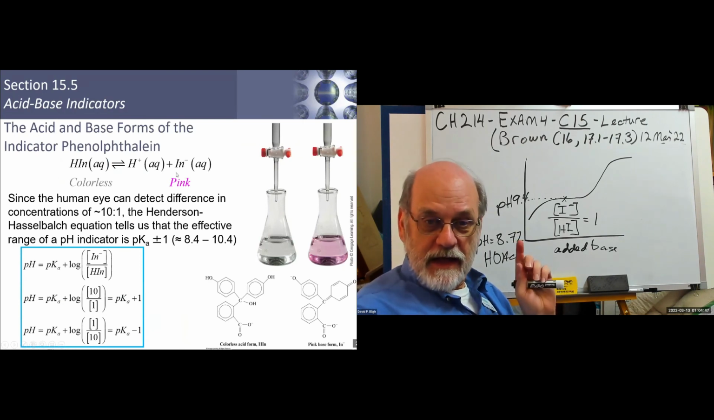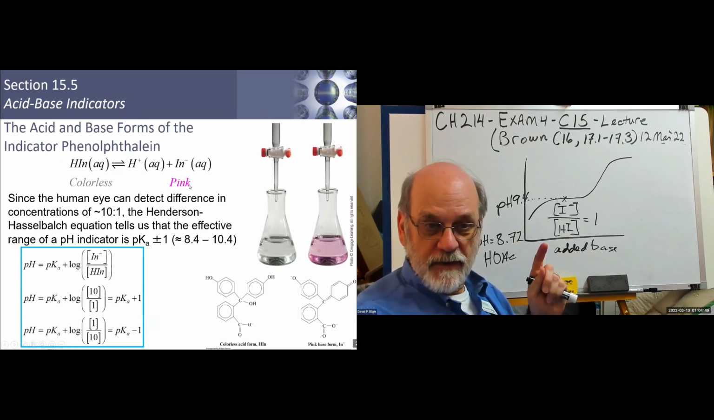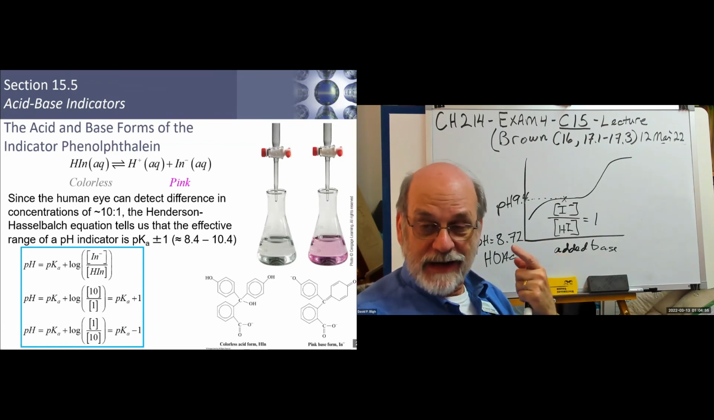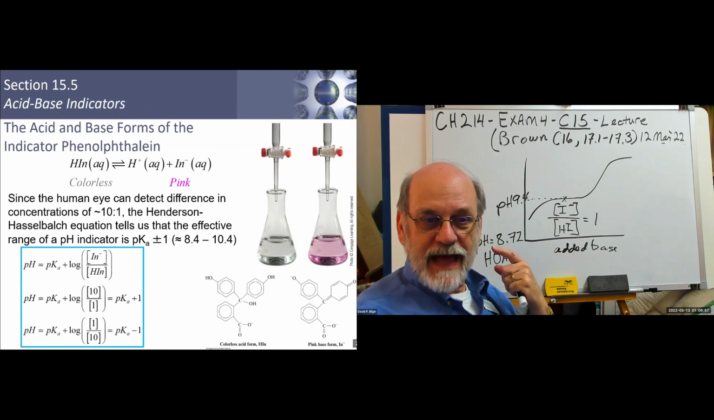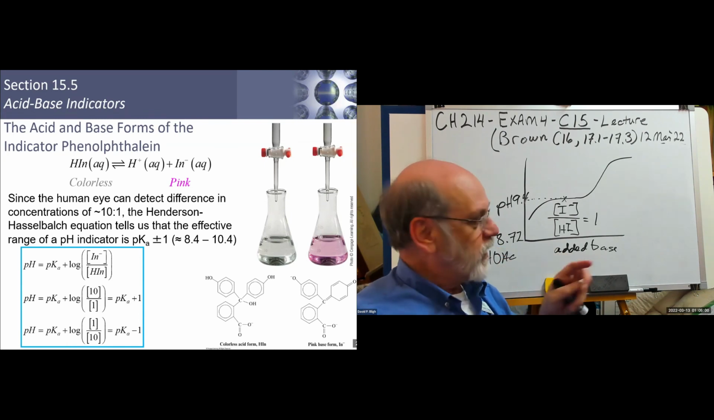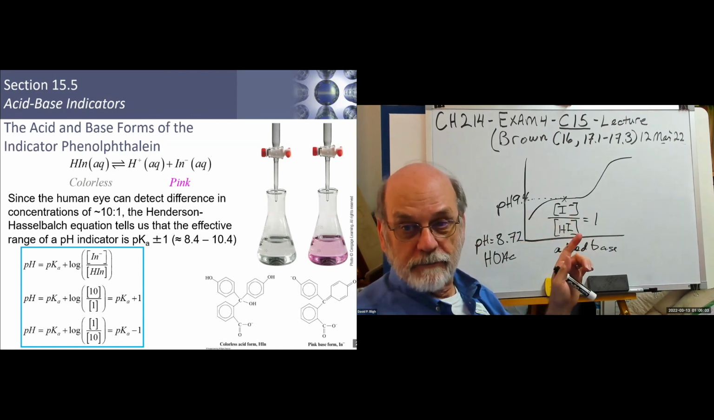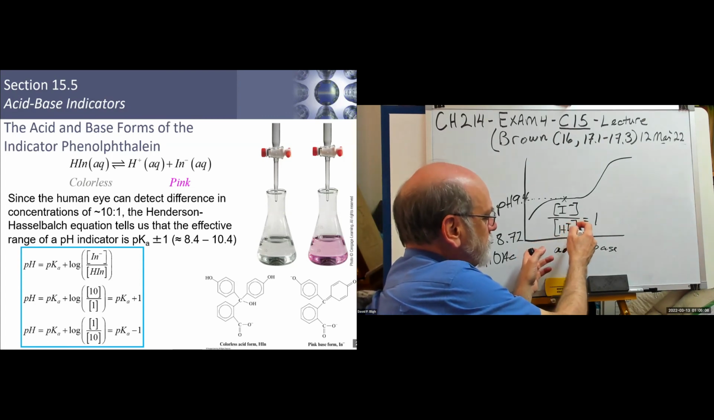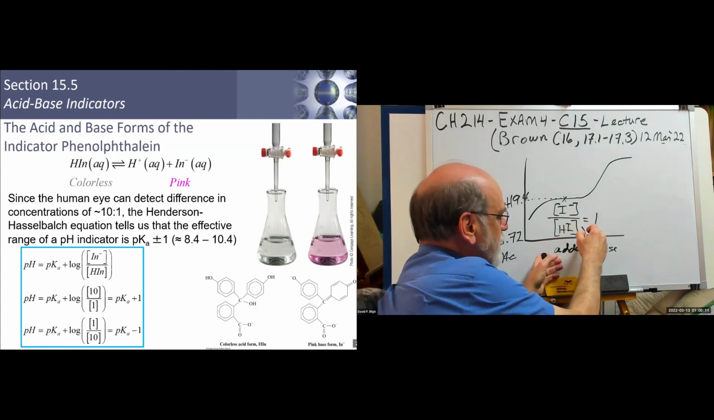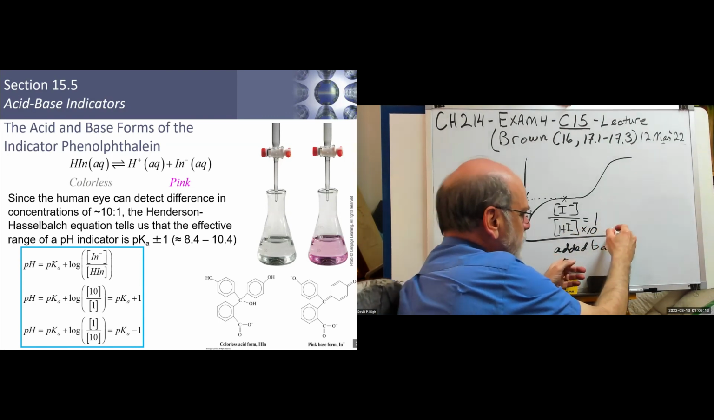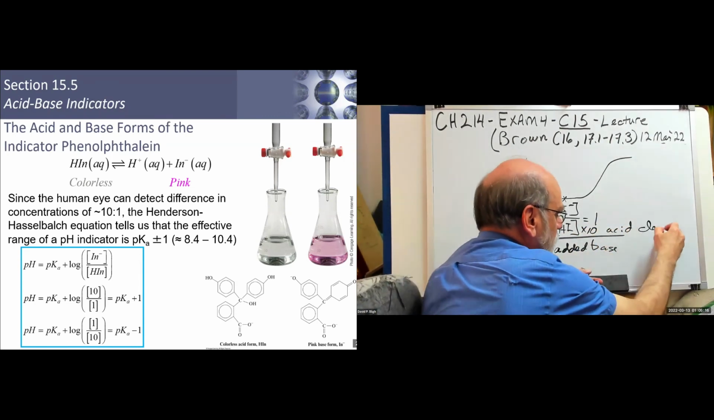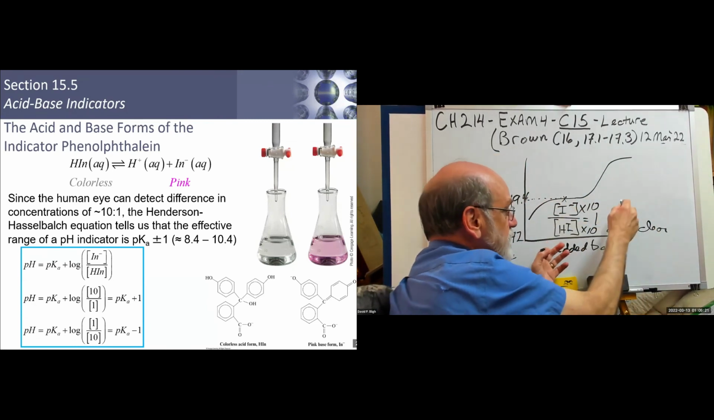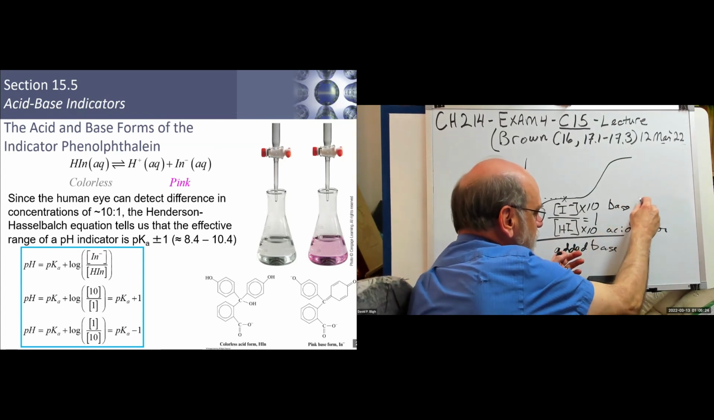Okay. If we're going to detect this color change, we have to recognize that the human eye can detect a difference if the ratio of these is 10 to 1. So for the acid side, 10 times this amount would be the acid or clear. For this side, if you had 10 times as much of this, this is going to be the base and clear.